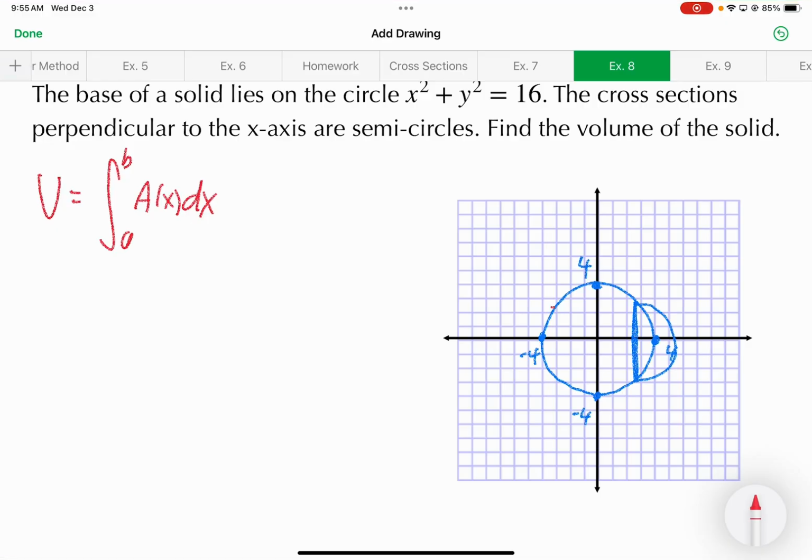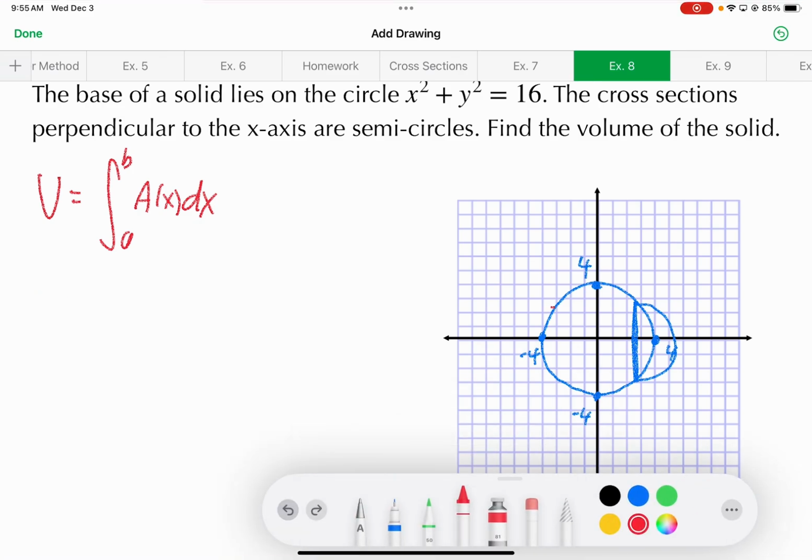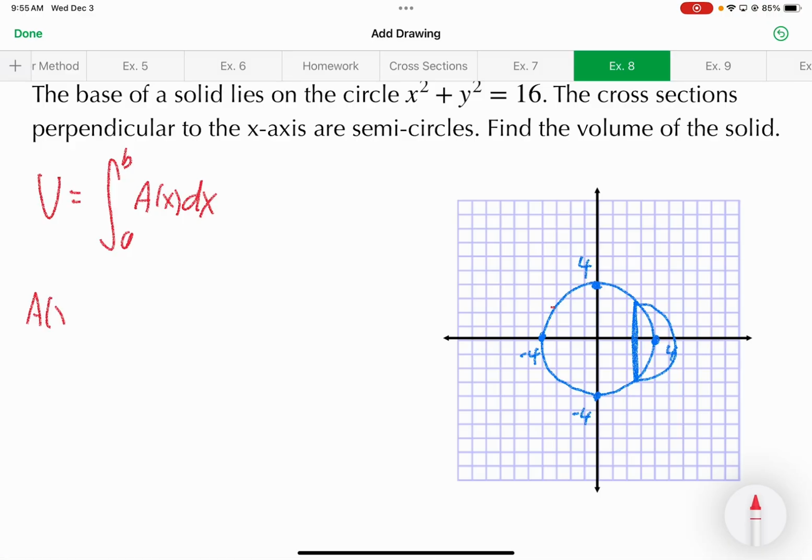So our volume is going to be the integral of our area. The area of our cross section is a semicircle. So what is the area of a semicircle? Square root of x squared. One half pi r squared. You guys were a step ahead. But it's one half pi r squared, right?